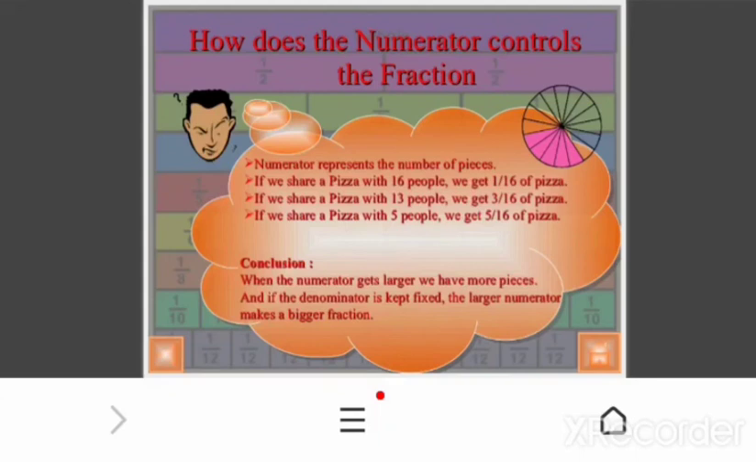So what do we see, children? When the numerator gets larger, we have more pieces, and if the denominator is kept fixed, the larger numerator makes the bigger fraction. So children, please try to understand.